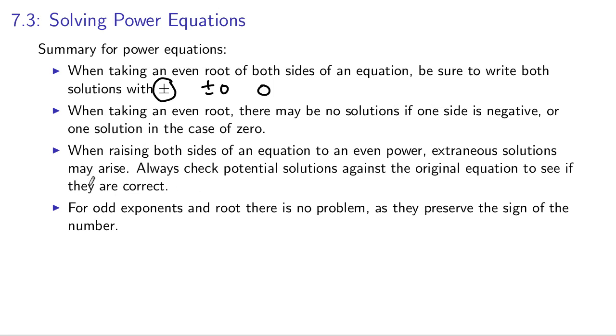If we raise both sides of an equation to an even power, we may get an extraneous solution, like we saw with the square root of t is negative 12. So always check a potential solution in such a case against the original equation. For odd exponents, there's no problem, as they preserve the sign of the number.